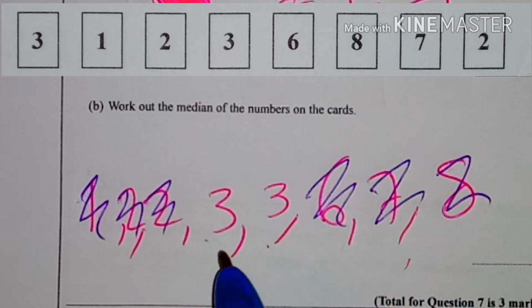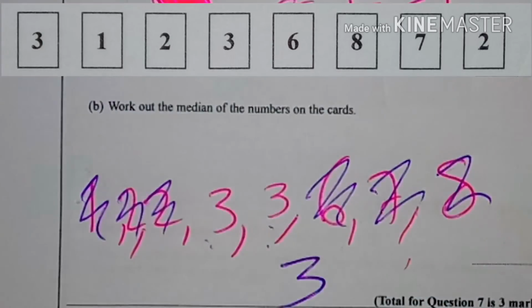When you get two medians, you add them together and divide it by 2. 3 plus 3 is 6. 6 divided by 2 is 3. So my answer is 3.